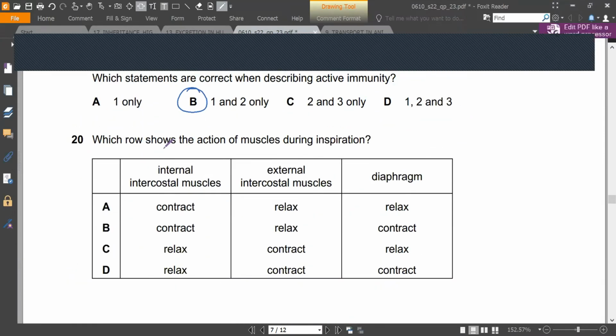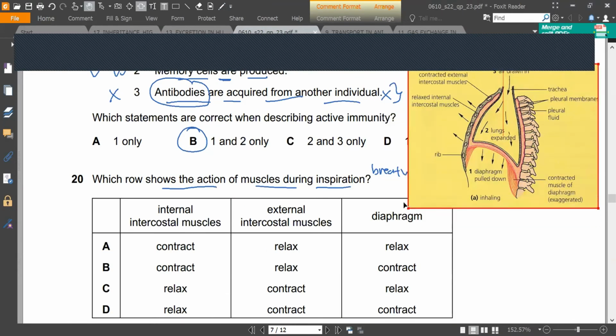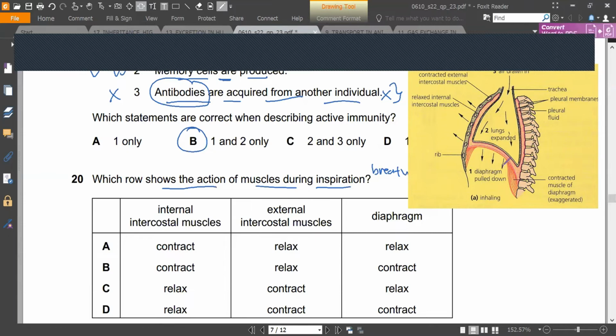Next. Which row shows the action of muscles during inspiration? Inspiration means when we breathe in. So when we breathe in, what happens to the different components of the lungs? First, we see what happens to the diaphragm. The diaphragm is pulled down. Pulled down means it is contracting. The muscles need to pull down the diaphragm, so the muscle of the diaphragm is contracted.